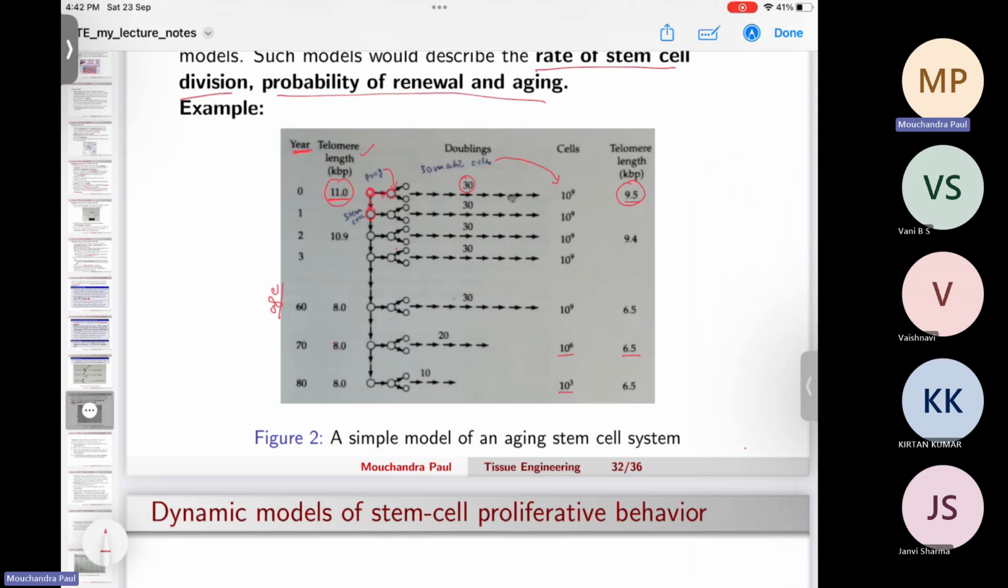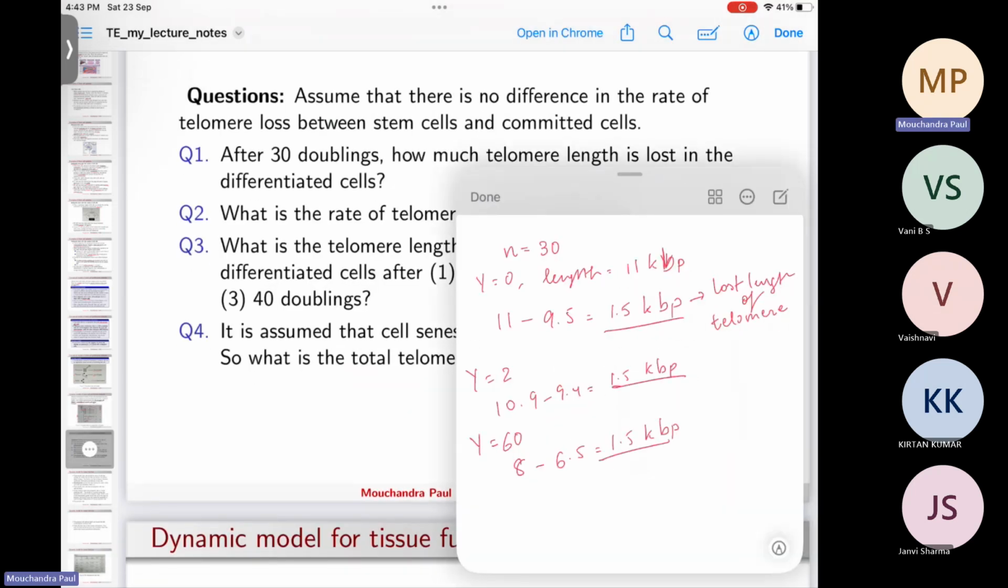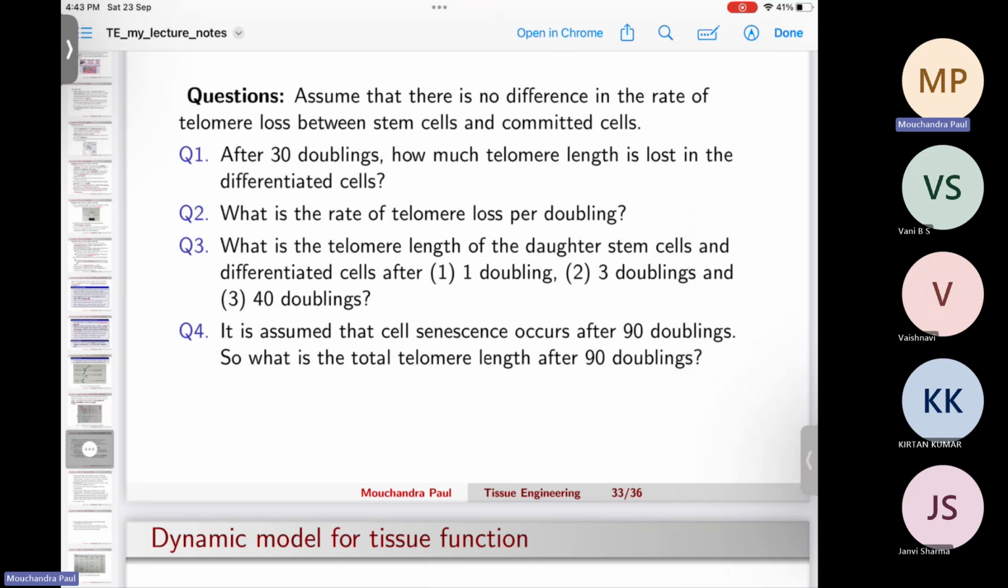Now, we won't do it for the year 70 and 80. Why? Because the data given here is not for 30 doublings, rather it is given for 10 and 20 doublings. So from the data given, we can now conclude that after 30 doublings, around 1.5 kilo base pair length of telomere is lost in the differentiated cells.